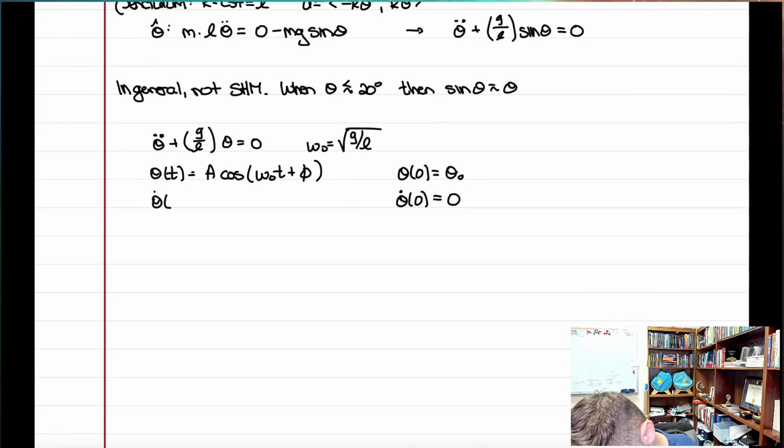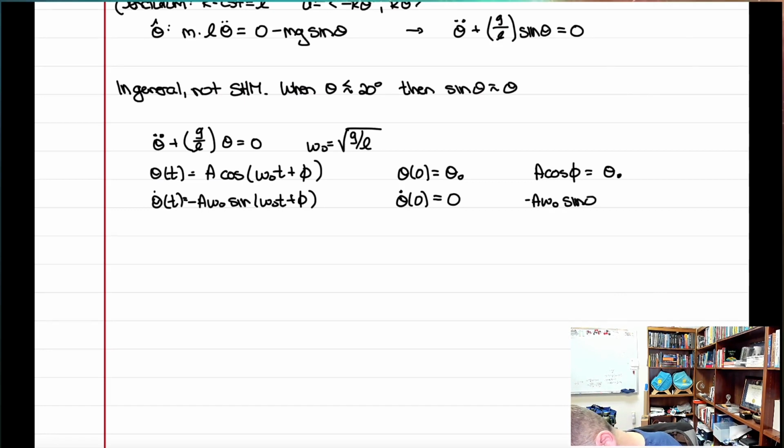Well, theta dot as a function of time looks like it's negative A omega naught sine of omega naught t plus phi. So when I plug in my initial conditions, it looks like A cosine of phi would equal theta naught, and negative A omega naught sine of phi better equal 0 from the two initial conditions.